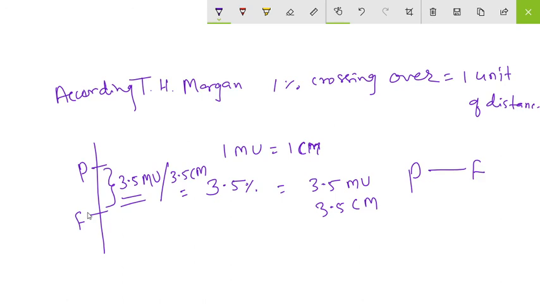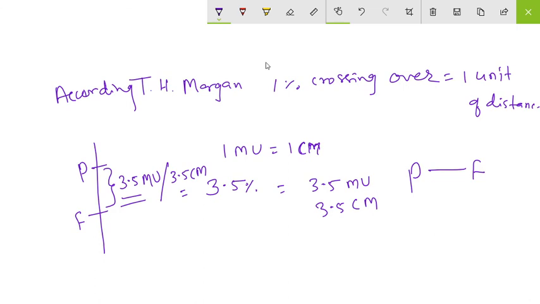So it is a 2-point test cross. Gene mapping means what? Today we have discussed gene mapping. Gene mapping is the diagrammatic and graphical representation of the relative distance between two linked genes. The 2-point test cross is also known as the dihybrid test cross. It involves the test cross between two linked genes at a time.